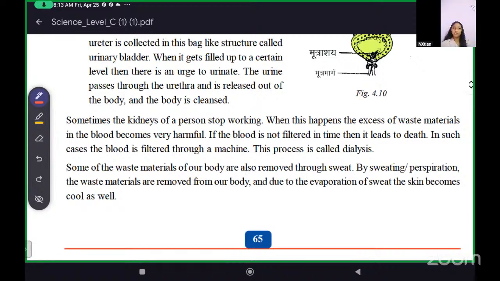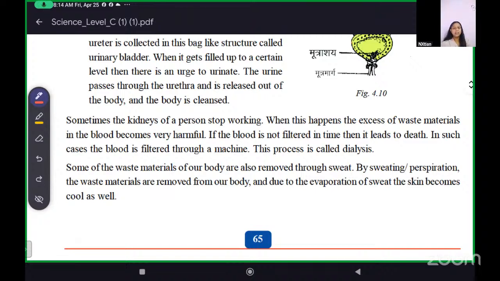Fortunately, we have a pair of kidneys. A person can live on one kidney too. Sometimes there are cases where both the kidneys fail. What happens then? Then the blood is filtered through a machine. The blood is artificially filtered.